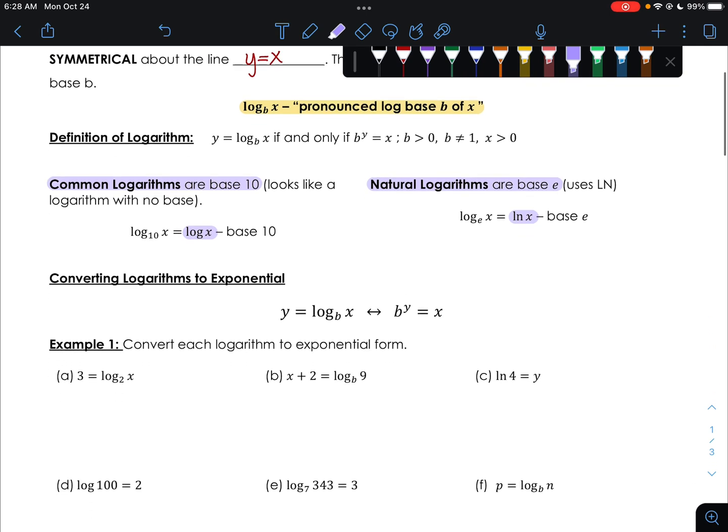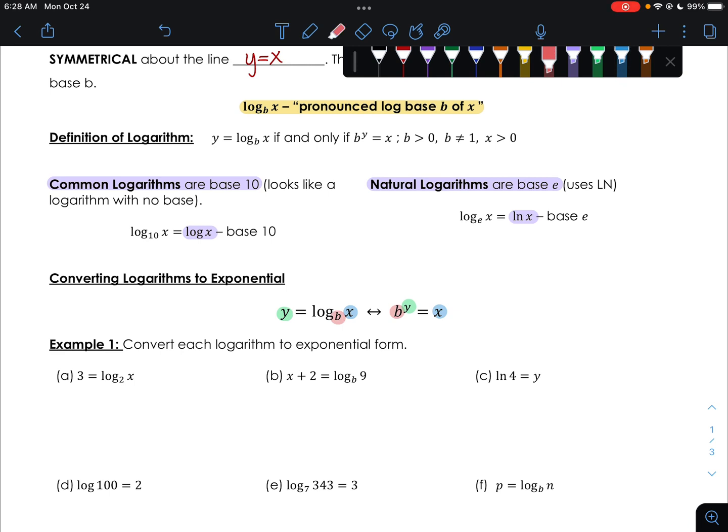Now the next part is just switching from logarithmic form to exponential form. It's important to know where each thing goes. My base becomes the base of the exponential. What it's set equal to becomes the exponent, and then the x is what we set it equal to in the exponential form.